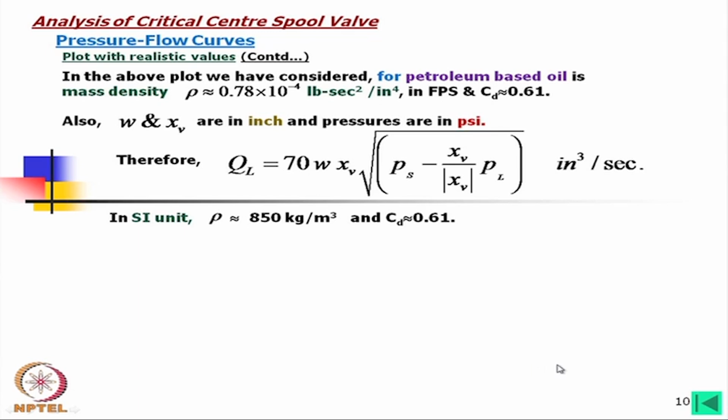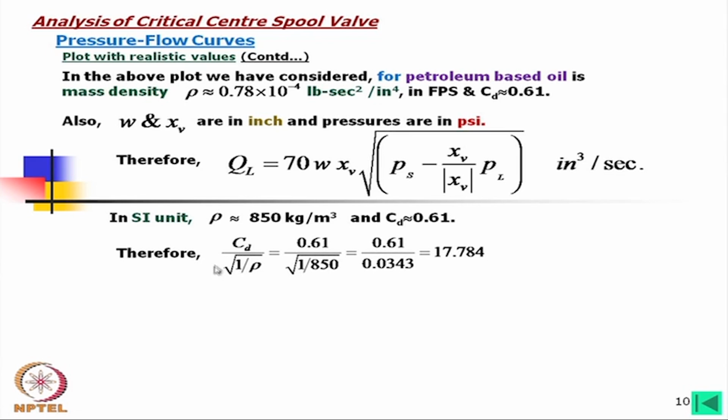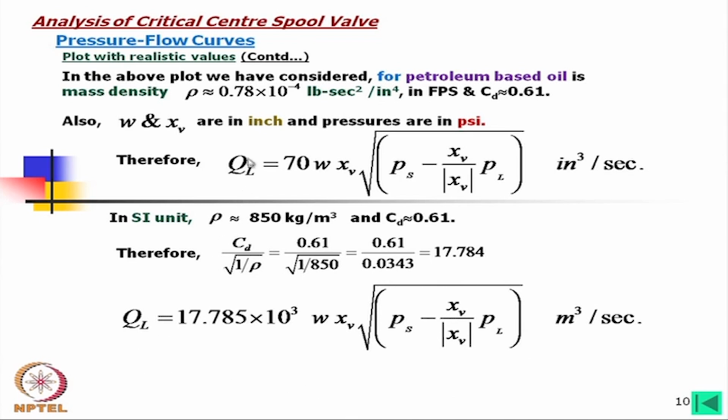So, we need not be worried at this point, but to have an idea, we get that CD by rho for SI systems is 17.784. First of all, we have calculated without looking into the dimensions. Then if we put this into the equation in SI system, this will be 17.785 into 10 to the power 3, W x_b, (Ps minus x_b by x_b PL) meter cube by second.